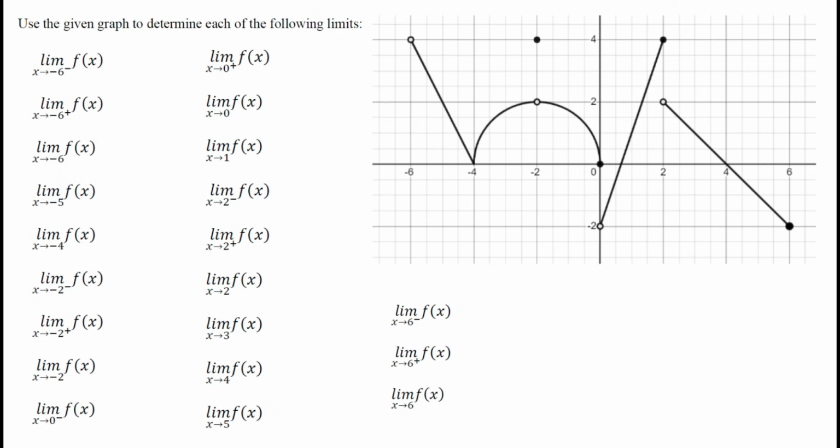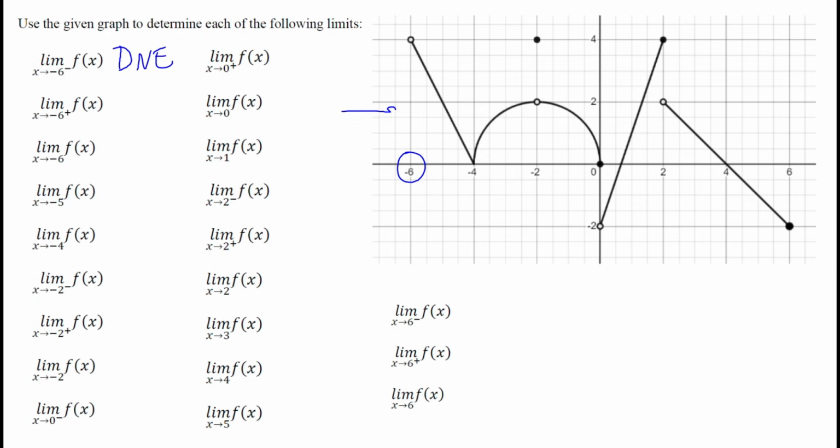So now we're going to look at finding some limits just based on a graph. So the first limit we're asked to find is the limit as x approaches -6 from the left. Well, here's -6 right here, right? And if we're going to approach this from the left-hand side, we'd have to have function over here, which we don't. So that limit doesn't exist.